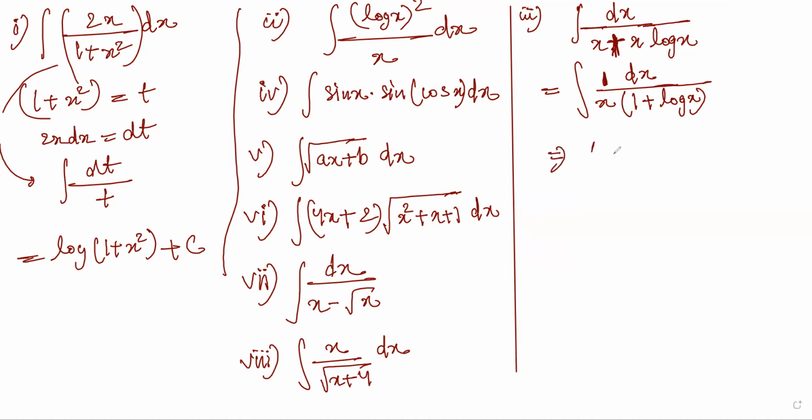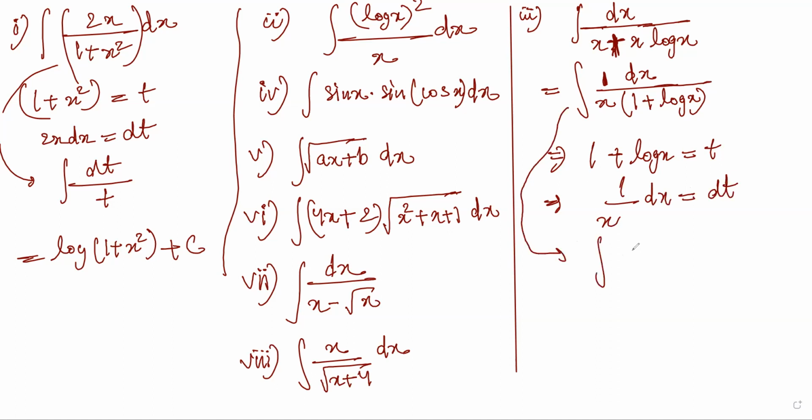No worry. If you put 1 plus log x as t, this would become 1 by x into dx as dt. Hence, we can write this as dt by t, which is nothing but log of t. Log of t is log of 1 plus log x, plus c. Now this part. Sine of x into sine of cos x.